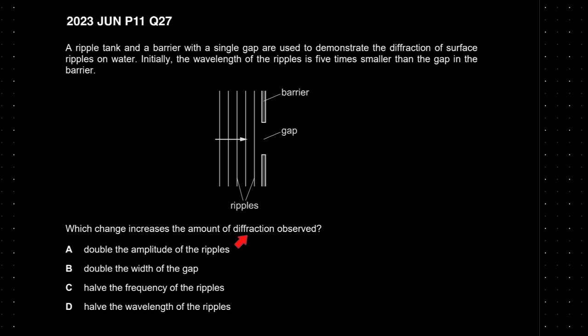You know that you have an increased amount of bending or diffraction when both of these are equal to one another or approximately equal. So you either want the wavelength to go up or the gap size to reduce. You don't see this explicitly, but it's really embedded into option C, that if you halve the frequency of the ripples, the wavelength is going to go up by this equation, that if f goes down, lambda goes up, right? So for 27, the answer is C.